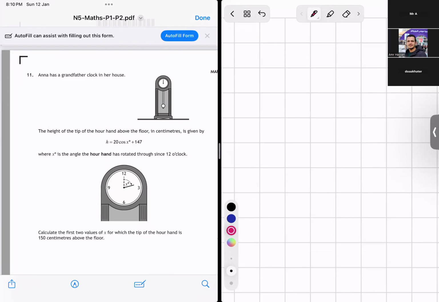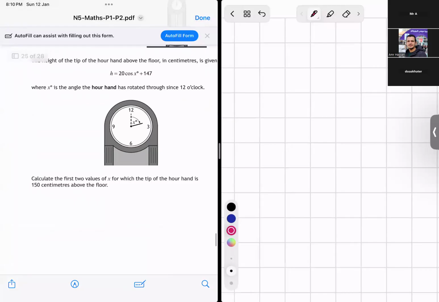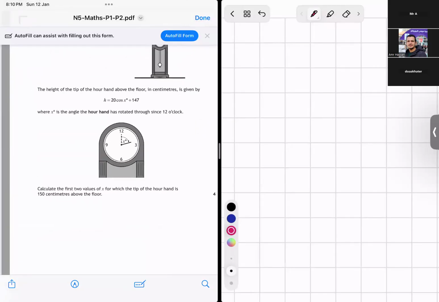And where x is the angle of the hour hand rotated in the sun, through this since 12 o'clock. And he told me, look at this one: calculate the first two values of x, where the top of the hour hand is 150 centimeters above the floor. So what should I do?